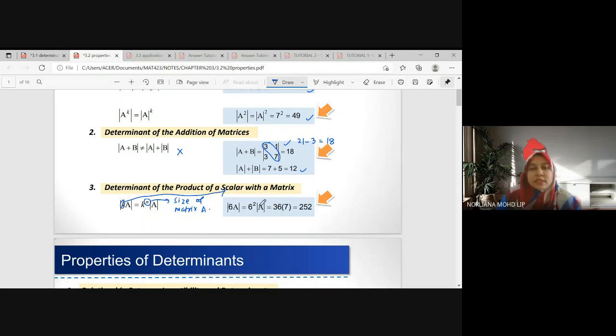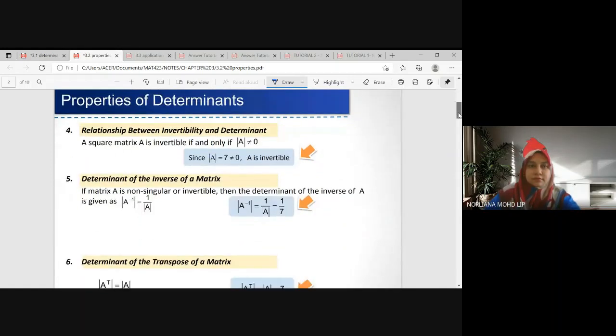Okay, the size of matrix A is 2 by 2, so 6 to the power of 2 is equal to 252. Okay, number 4, relationship between invertibility and determinant. A square matrix is invertible if and only if the determinant of A is not equal to 0. Since the determinant of A is equal to 7, A is invertible.